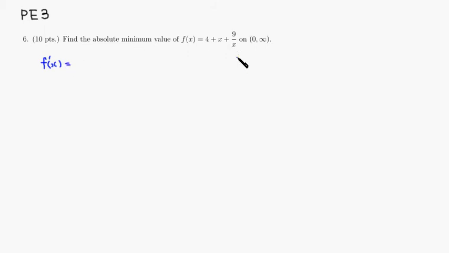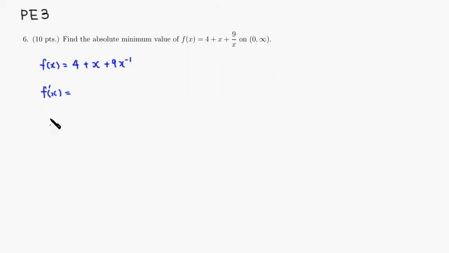If you want, you can rewrite 9 over x as 9 times x to the negative 1 power. So maybe we should do that first. I'm going to move this down a little bit, and then rewrite. So f of x is simply 4 plus x, but I don't like fractions, so plus 9 x to the negative 1.